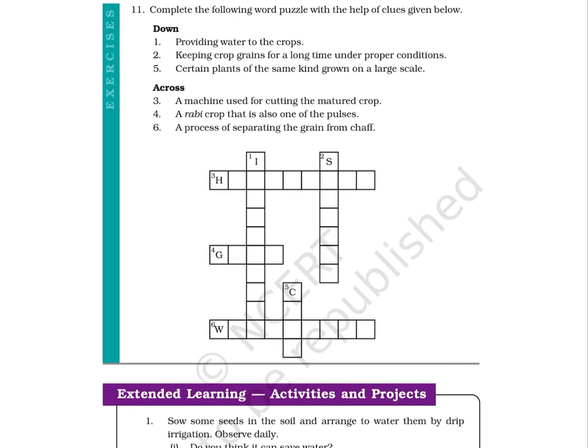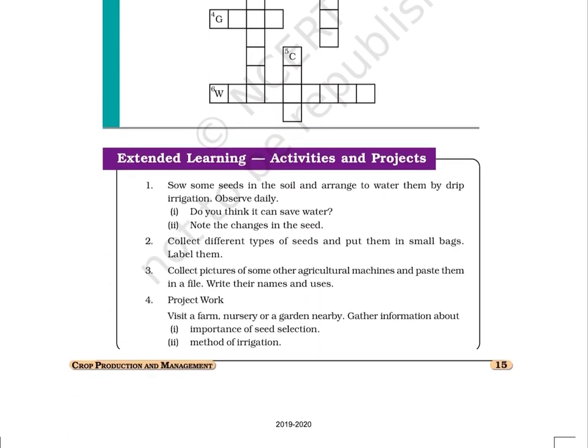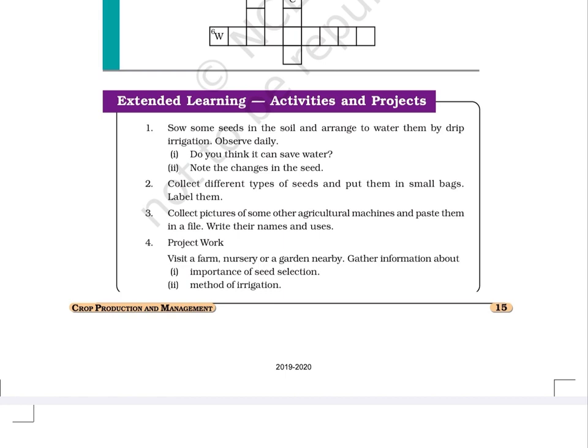Extended learning, activities and projects. 1. Sow some seeds in the soil and arrange to water them by drip irrigation. Observe daily. First, do you think it can save water? Second, note the changes in the seed. 2. Collect different types of seeds and put them in small bags. Label them. 3. Collect pictures of some other agricultural machines and paste them in a file. Write their names and uses.